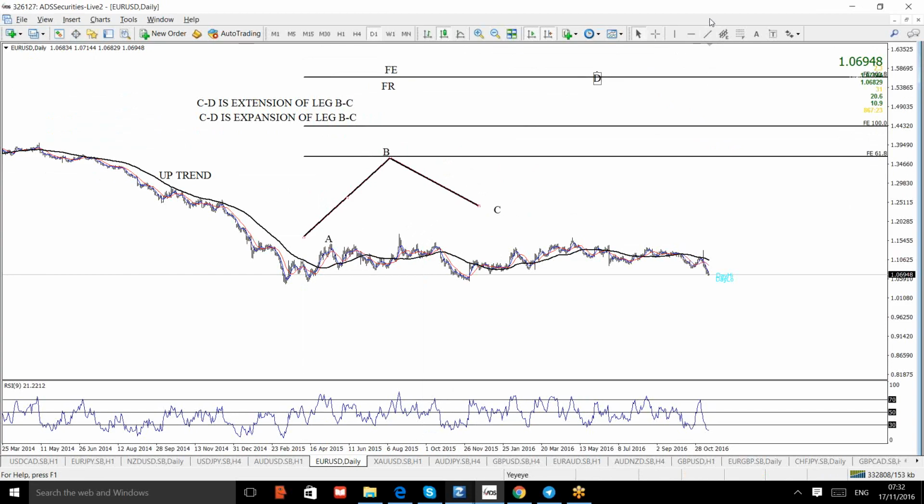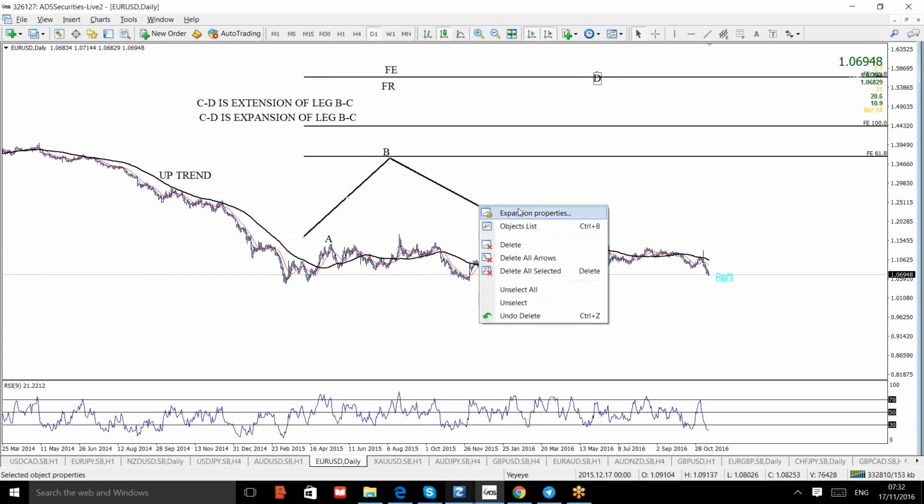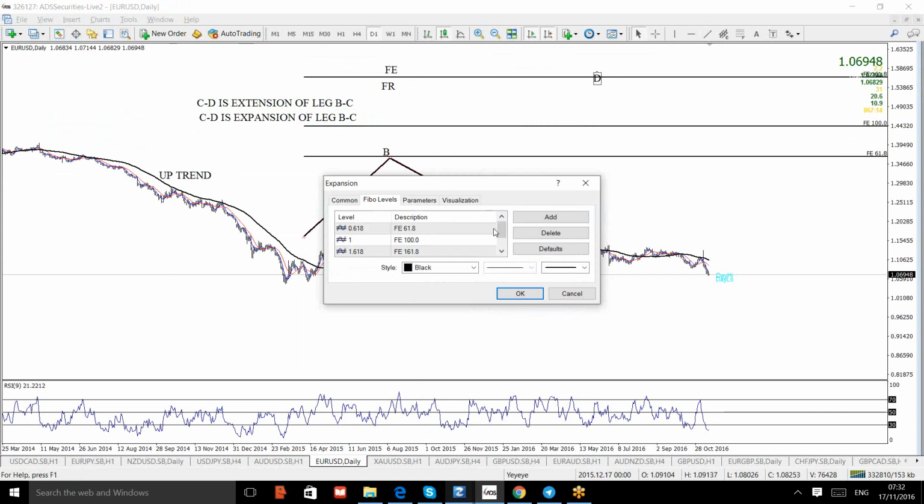It gives you three levels. Guys, just write down on your computer, write down on your pen. Go to expansion properties and write down these levels: 61.8 Fibonacci expansion. Write down these settings right now. I'm going to give you 2 minutes. These three numbers we need. These are institutional numbers: 61.8 Fibonacci, 100 Fibonacci, and 161.8 Fibonacci.